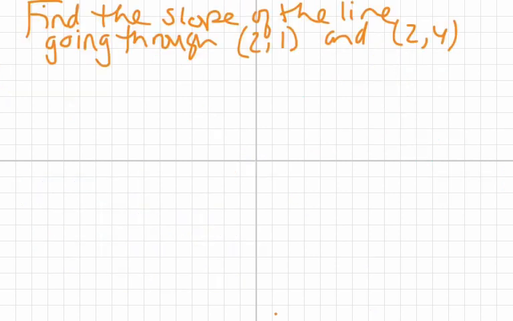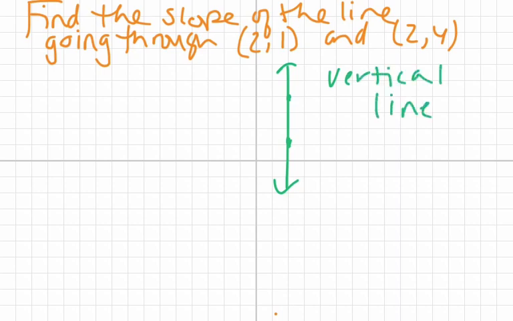This last one: find the slope of the line going through (2, 1) and (2, 4). So we're going to look at that. (2, 1) is right there, and (2, 4), 1, 2, 3, 4, is right there. And so we recognize this as a vertical line. Now, here's the problem with doing the rise over the run, or vertical change over horizontal change. The vertical change between the points is 1, 2, 3 units. But the horizontal change is 0. You don't move at all. And so we end up with 3 divided by 0, which is undefined.